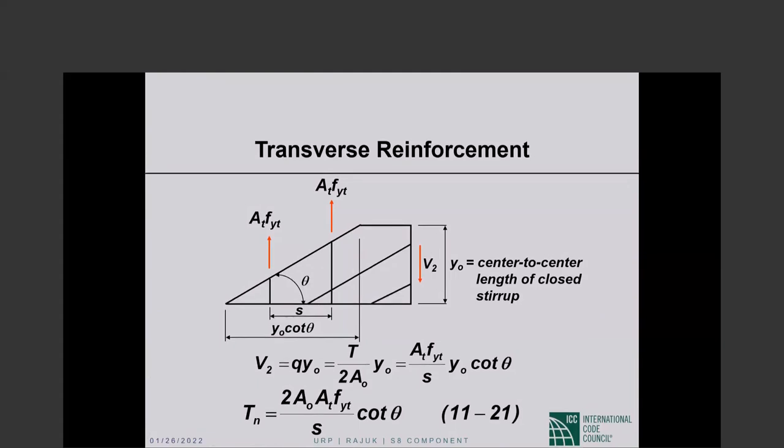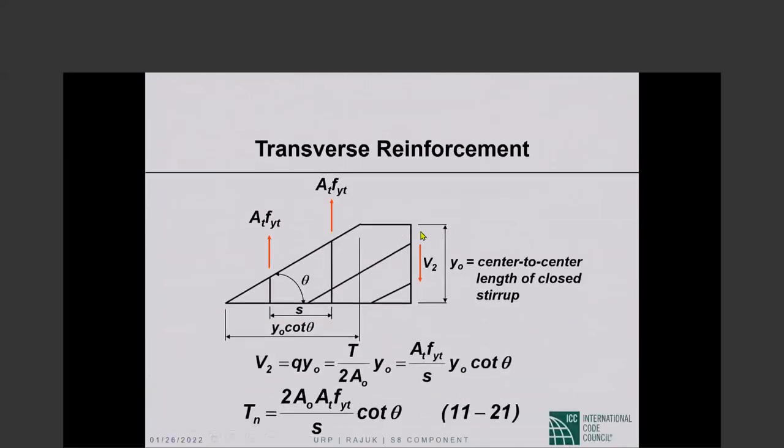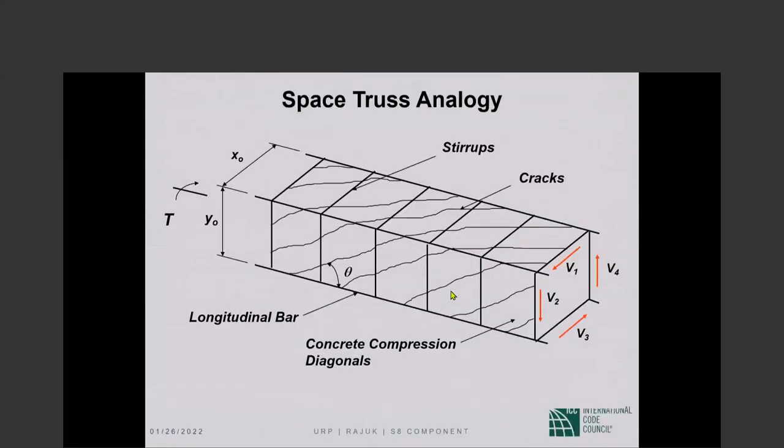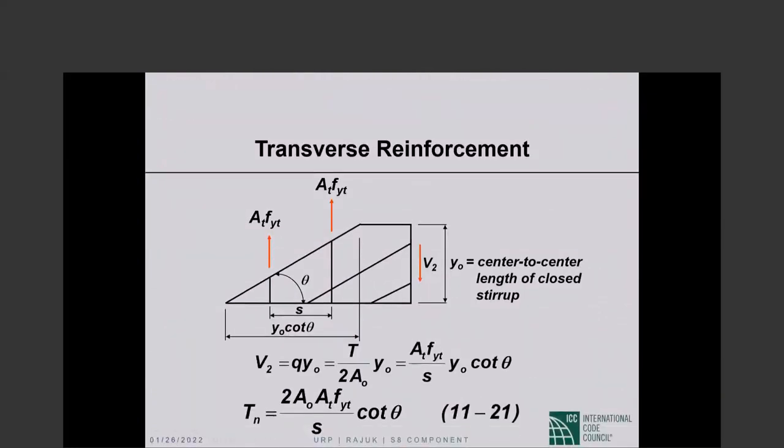So here we have taken part of one face, the front face. Okay, the shear acting is V sub 2. This dimension is Y0 as shown here, between center lines of the legs. These are diagonal cracks at an angle theta. These are closed transverse reinforcement for torsion. Now the cross-sectional area is A sub T, so that the tension is A sub T times F sub YT.